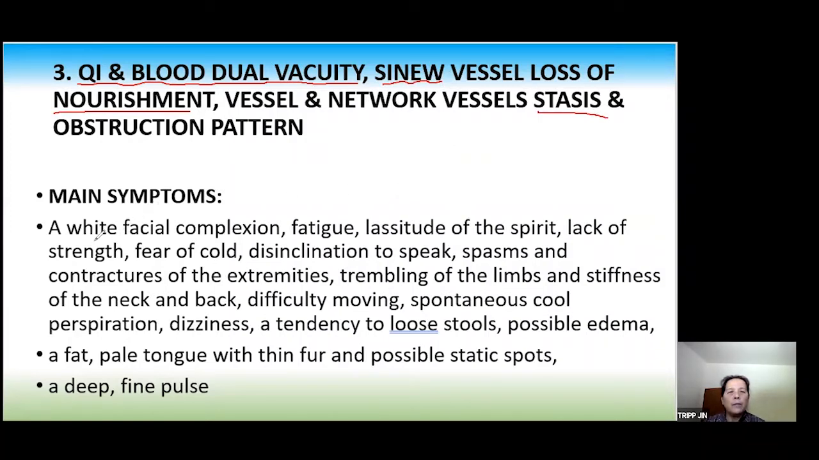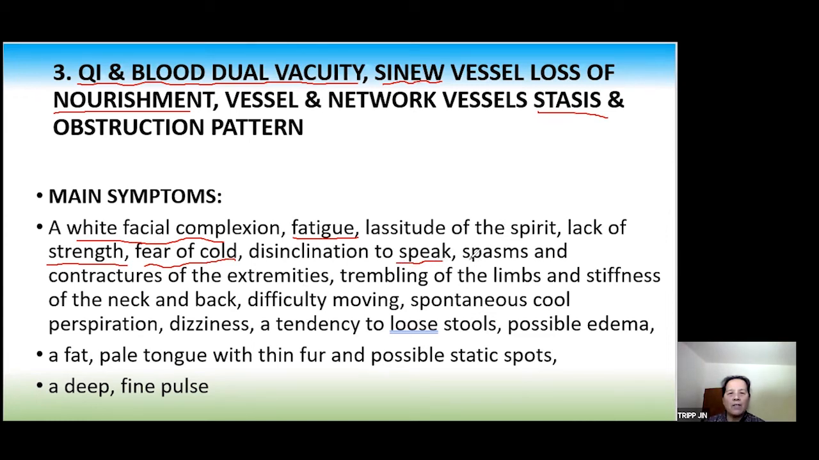The symptoms: the patient has a pale face, is easily fatigued, and is generally weaker. Sometimes people fear cold. They always try to put more clothes on, and even don't want to sleep.